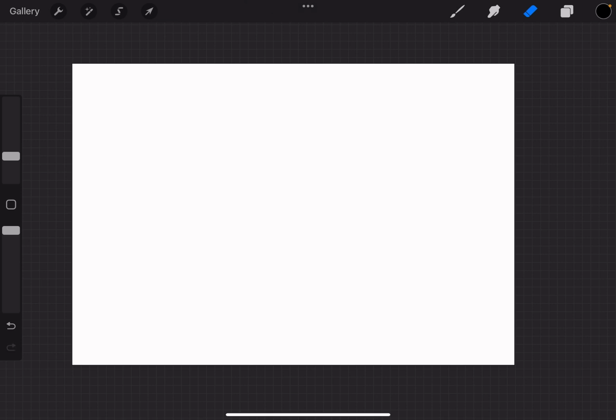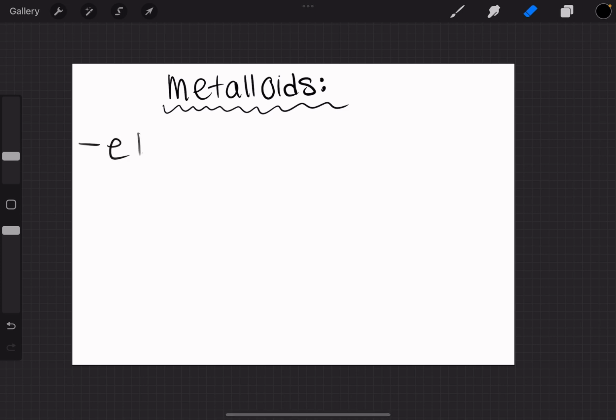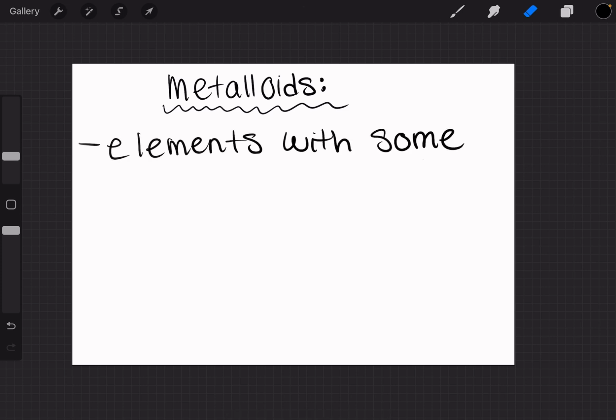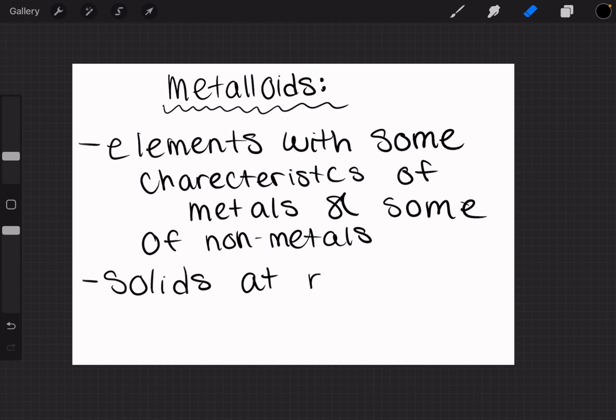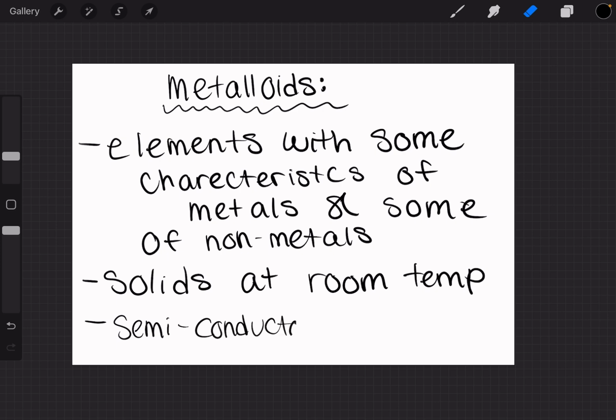After nonmetals and metals, we have metalloids, which are almost like the middleman of both those. These are elements that have some characteristics of metals and some characteristics of nonmetals. So kind of like both combined, taking a few different characteristics, but similar things from each group. Metalloids are solids at room temperature and they are semiconductors of electricity.